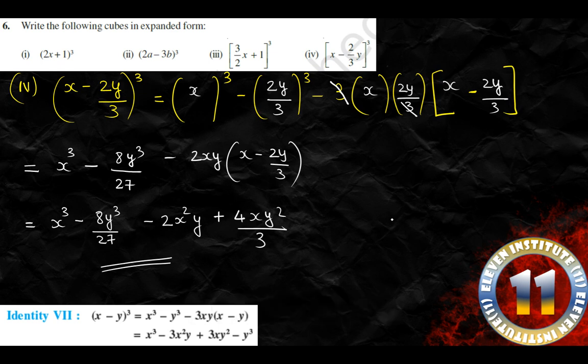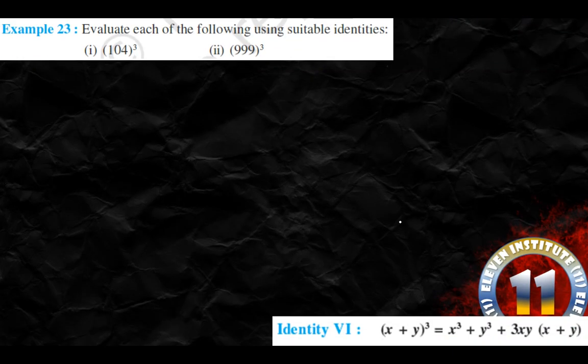Alright, I hope you have written this. Let us now move ahead to example number 23. Right, evaluate each of the following using suitable identities. So this is similar. Only thing is that we have cube instead of square. So let us solve the first question. We have to find a number in round figure near to 104. So let me write the question over here, 104 the whole cube.